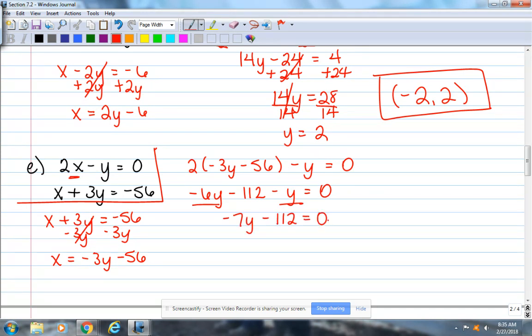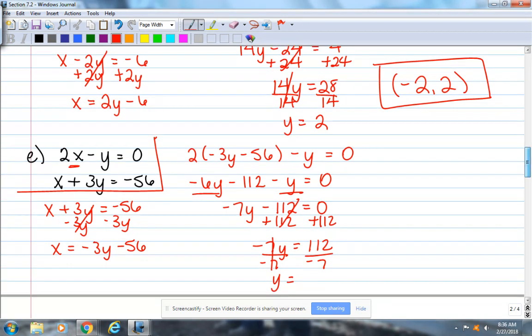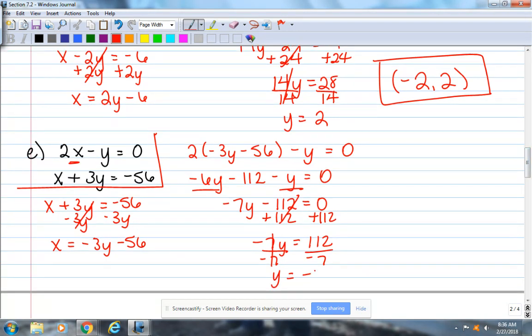Then what? So negative 7y equals a positive 112. Divide by negative 7. What do we get? 16. Negative 16. Again, I'm glad I'm not graphing. So, how are we going to get x?